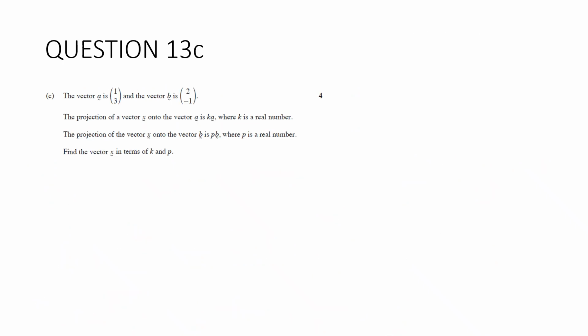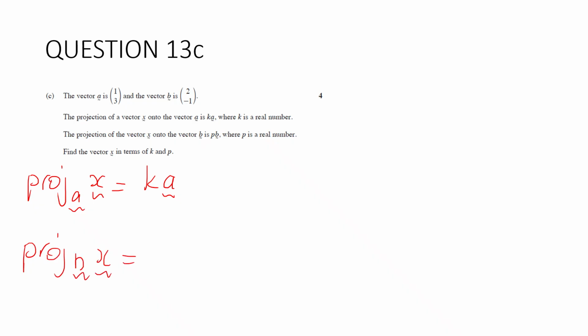13c, the vector A is 1, 3, and the vector B is 2, negative 1. The projection of a vector x onto vector A is equal to Ka, where K is a real number, and the projection of vector x onto vector B is Pb, where P is a real number. Find the vector x in terms of K and P.